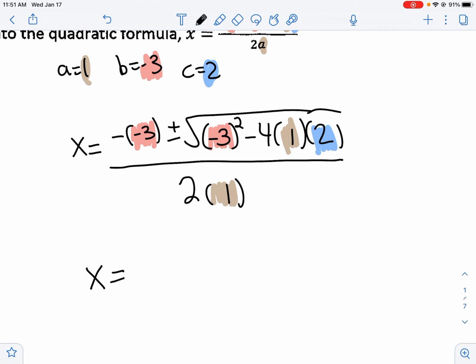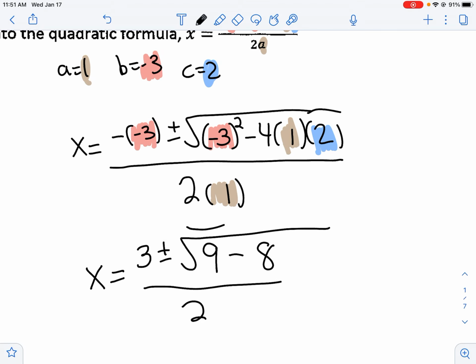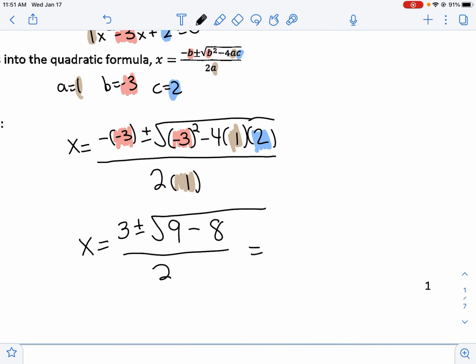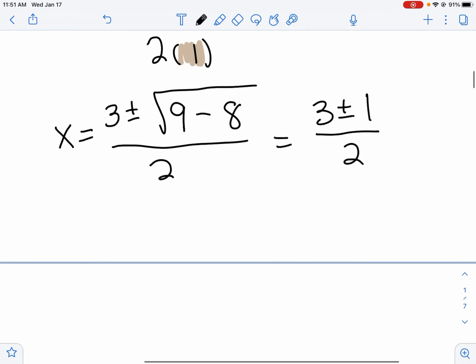All right, now we're going to go through and simplify it. We get x is equal to 3, because minus negative 3 is positive 3, plus or minus the square root of negative 3 squared, which gives you 9, minus 4 times 1 times 2, which is 8. All over 2. When we simplify it, we get 3 plus or minus the square root of 1, which is just 1, over 2.